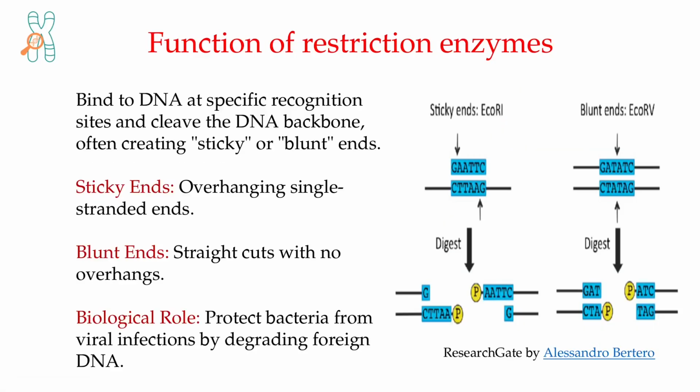What's the function of restriction enzymes? Restriction enzymes bind to DNA at a specific recognition site and cleave the DNA backbone, often creating sticky or blunt ends. As you can see here, this is a sticky end and a blunt end. Sticky ends have overhanging single-stranded ends. You can see the overhang here. Blunt ends are straight cuts with no overhangs. As you can see here, it's a straight cut. Biological role: protect bacteria from viral infections by degrading foreign DNA.